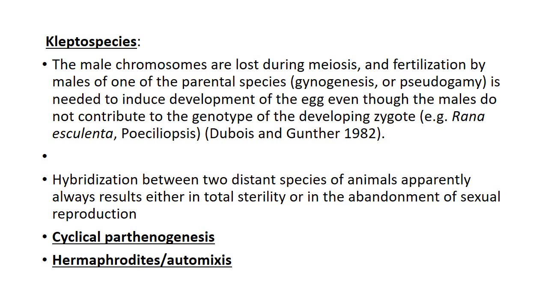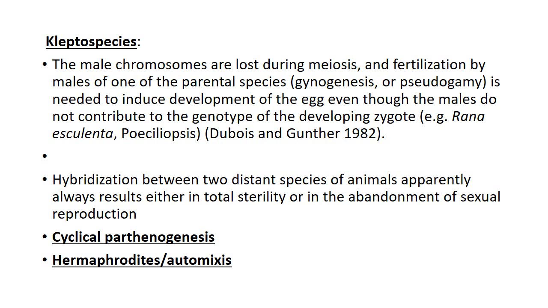Kleptospecies: the male chromosomes are lost during meiosis, and fertilization by males of one parental species is needed to induce the development of the egg, even though the males do not contribute to the genotype of the developing egg or developing zygote. We have some examples in frogs.